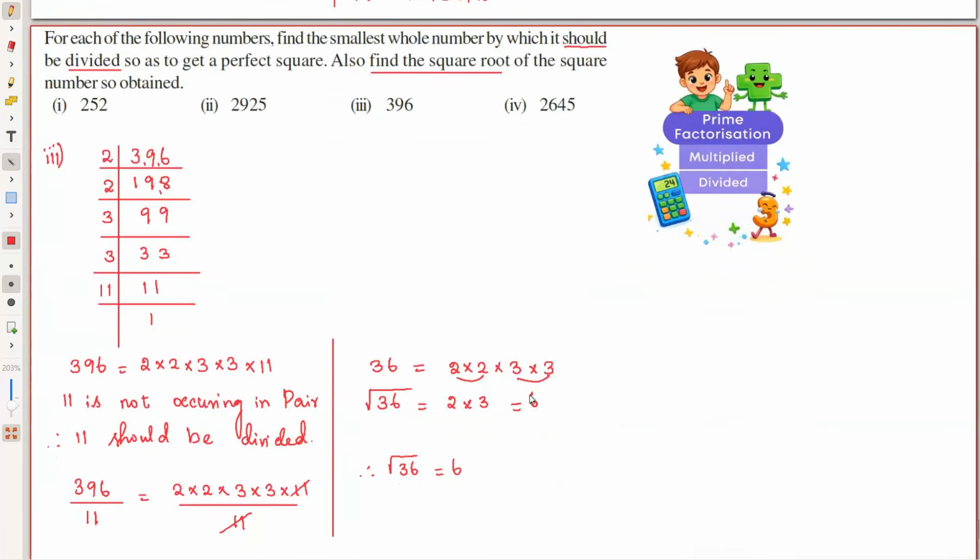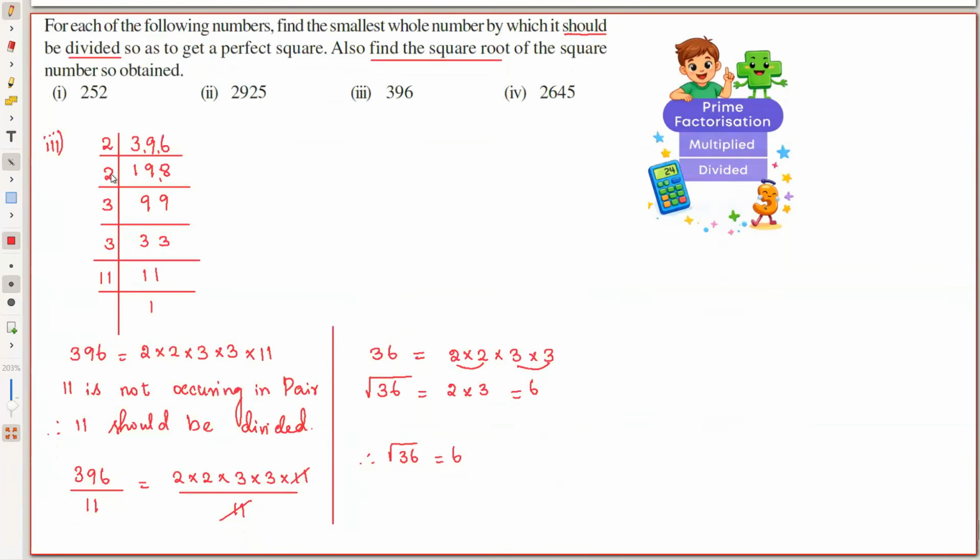The same as what should be divided, for that also you have to use the prime factorization. What number is missing the pair? That number should be divided. Here writing 396 as a prime factorization, we have 2 is having a pair, 3 is having a pair, but 11 is not having a pair. Therefore, we have to divide by 11.